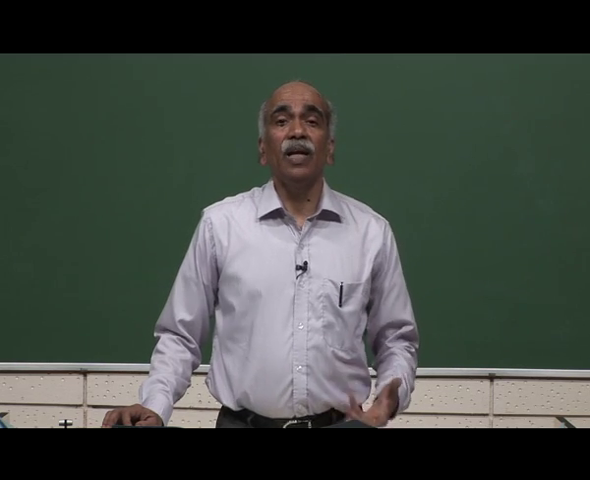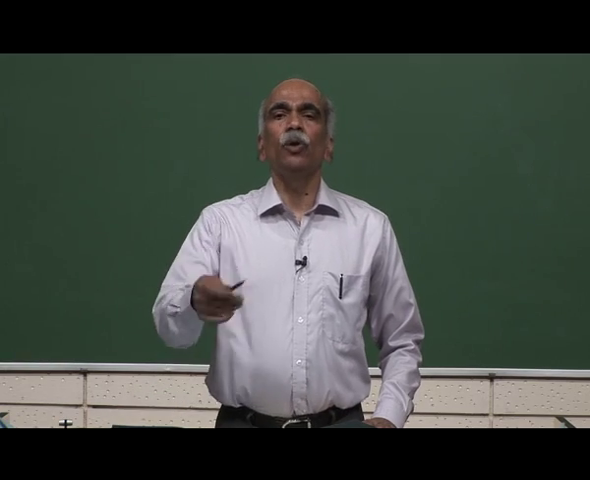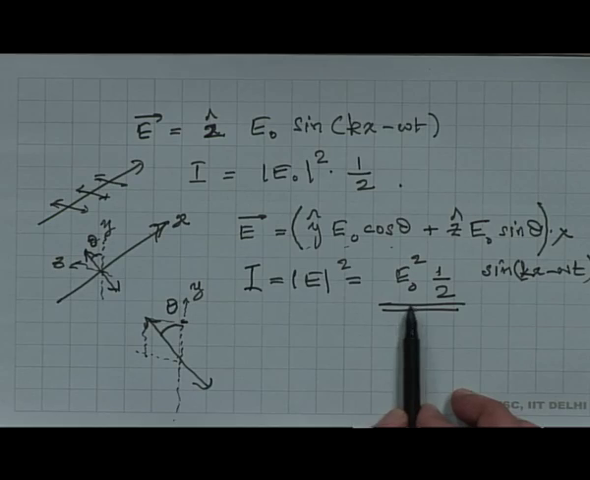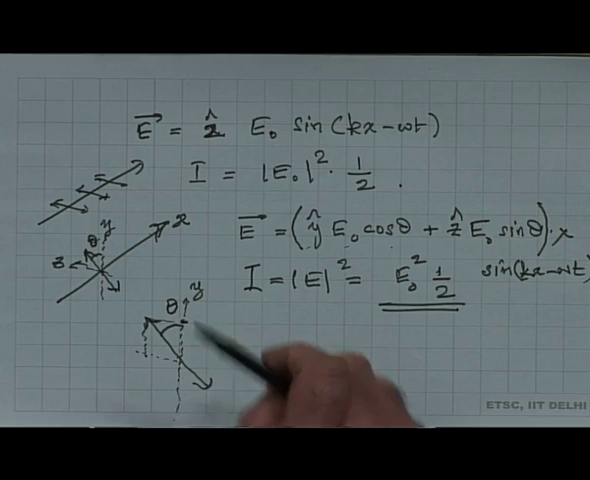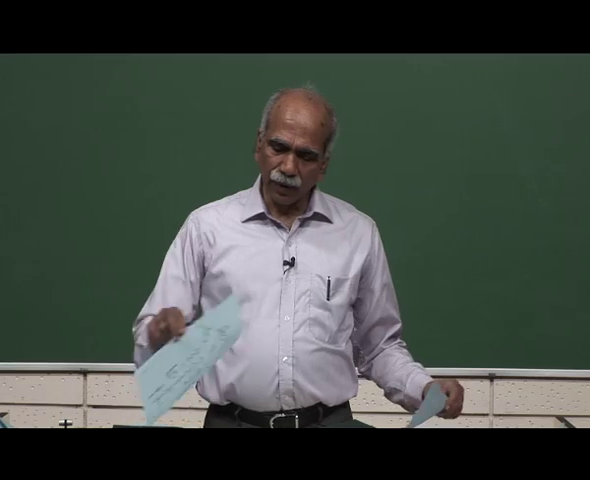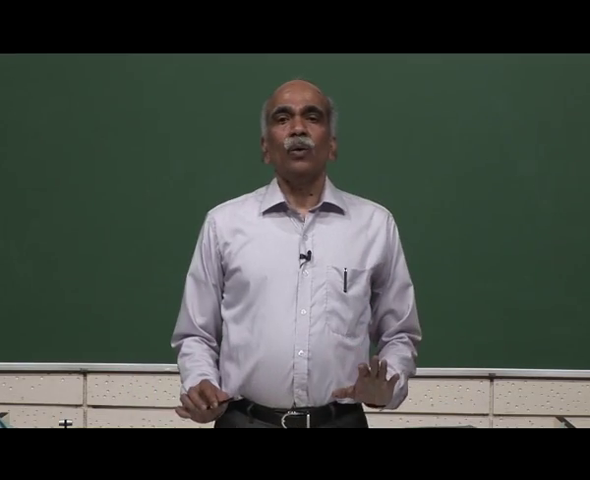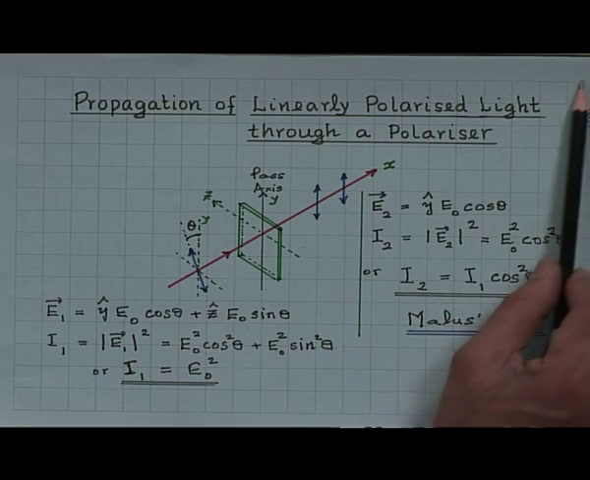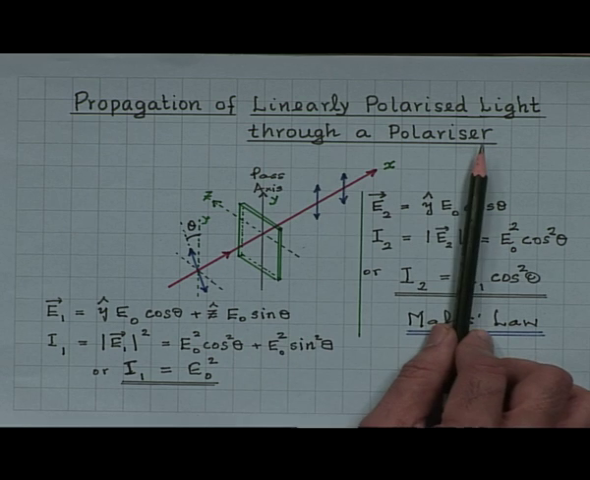When we determine relative intensity, that is input by output or output by input, the half factor will get cancelled, and therefore, we can simply look at the amplitude variation. Why I discuss this will become clear when I take up the following problem. Now, let us take up the problem of propagation of a linearly polarized light through a polarizer.